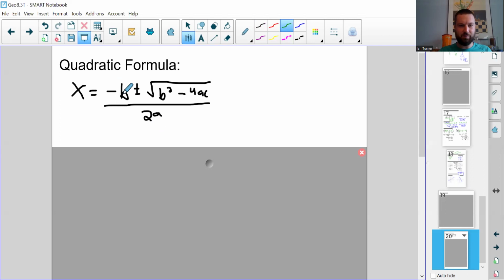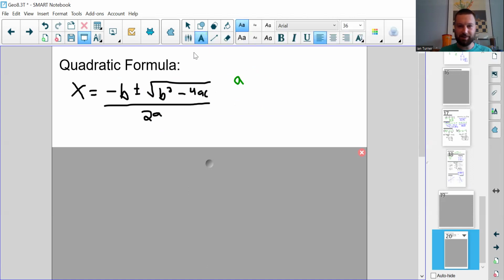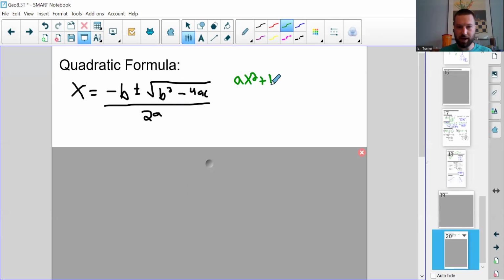Here it is, right? Negative b plus or minus the square root of b squared minus 4 times a times c, all over 2a. And remember, this is for a quadratic equation where you have ax squared plus bx plus c equals 0. So remember, your equation always has to be in this form to be able to use the quadratic formula.